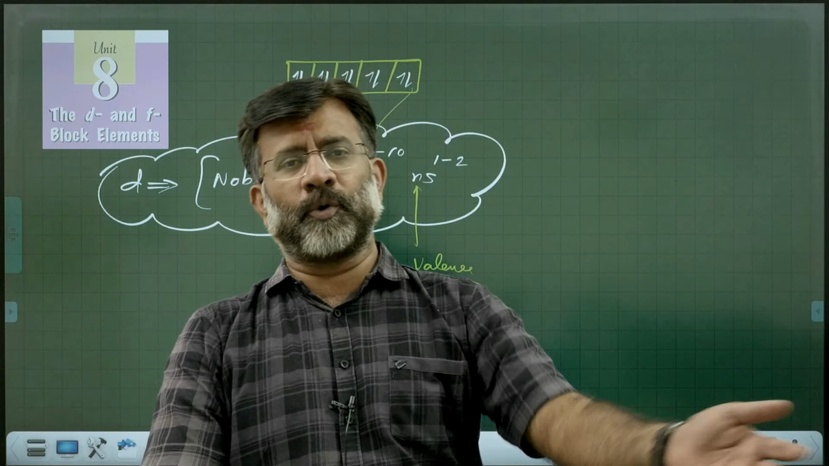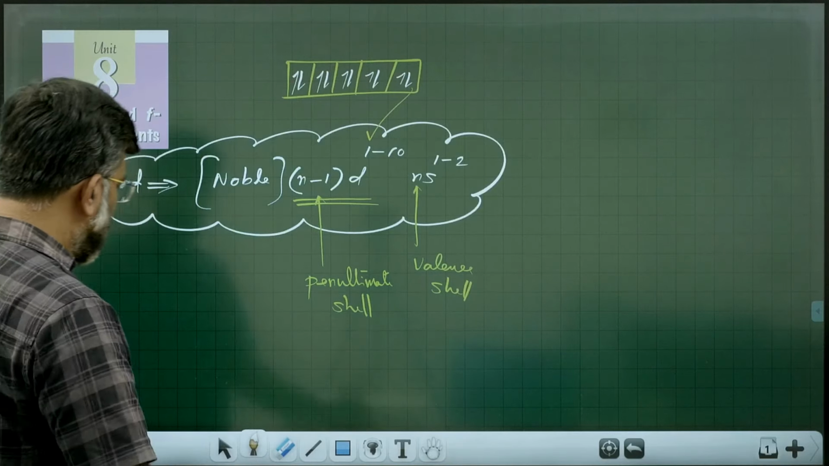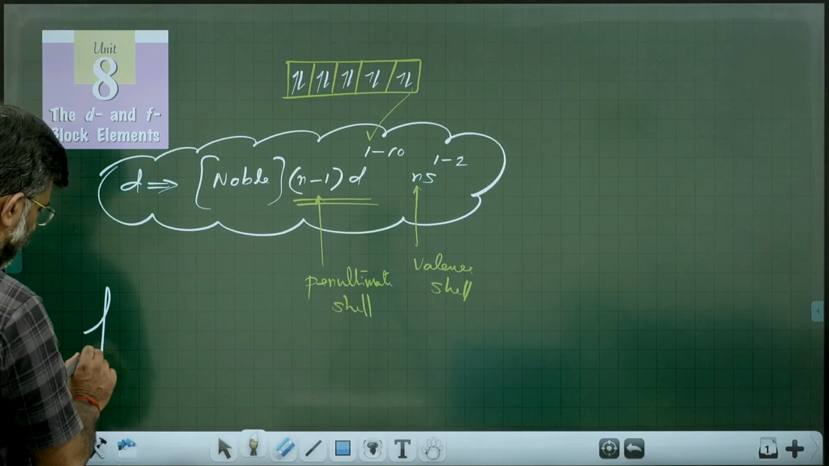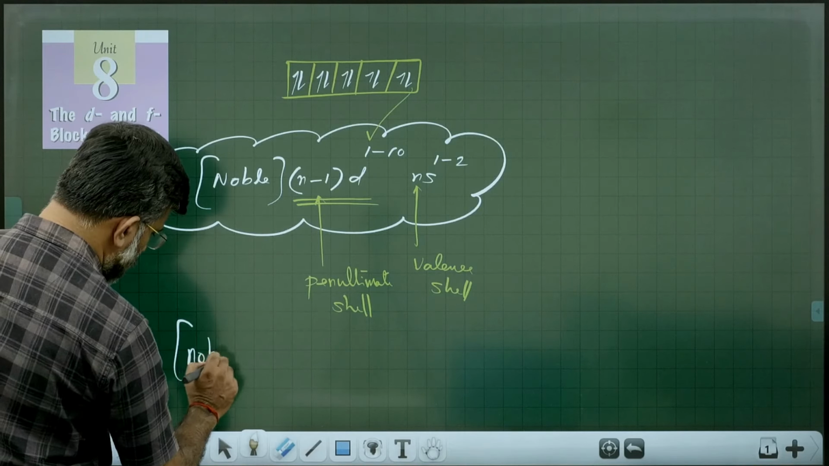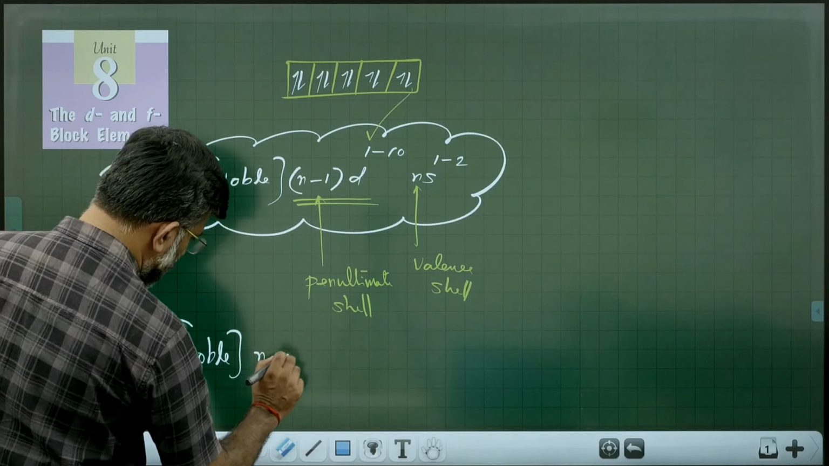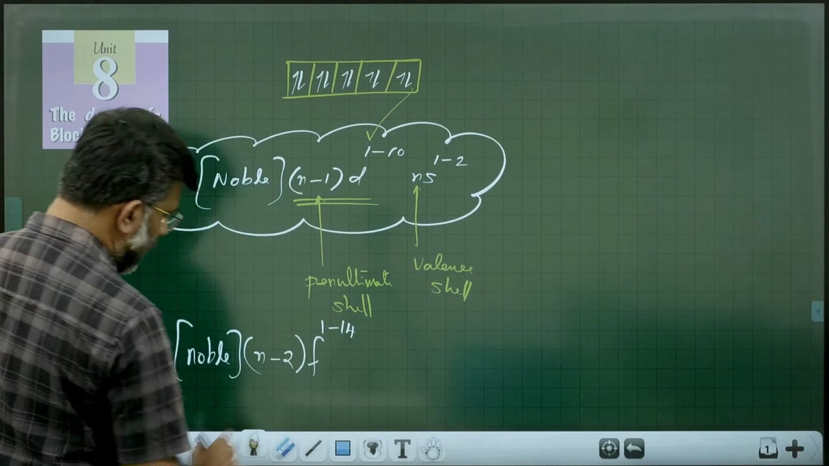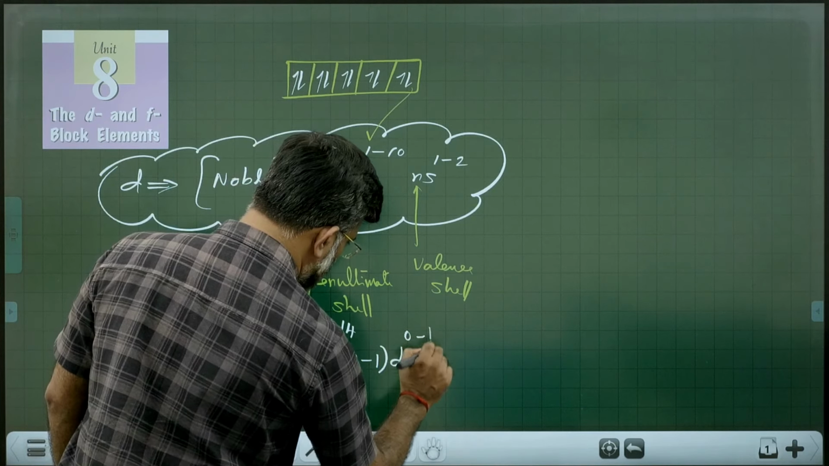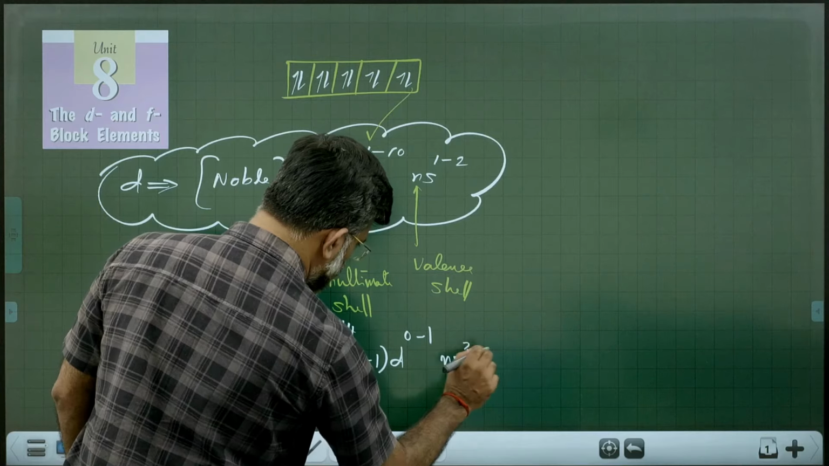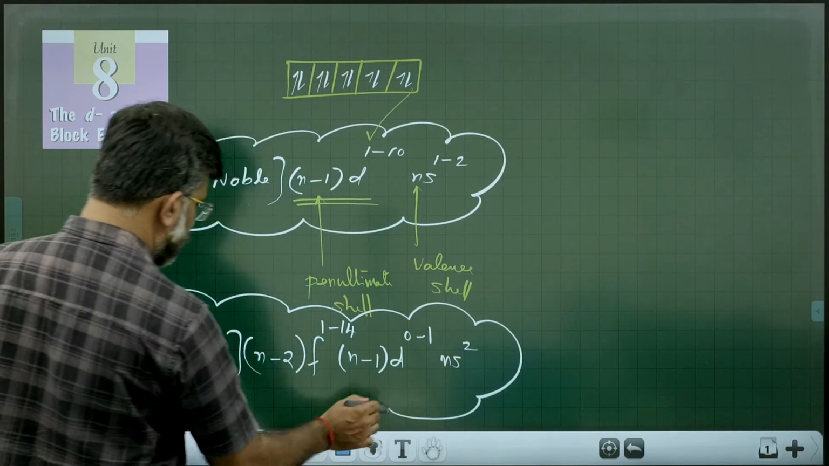Meanwhile, if you go to inner transition elements, there will be F orbital filling. The electronic configuration of F block is once again a noble gas core, N-2 F 1 to 14, N-1 D 0 or 1, Ns 2. This is the electronic configuration for F block.